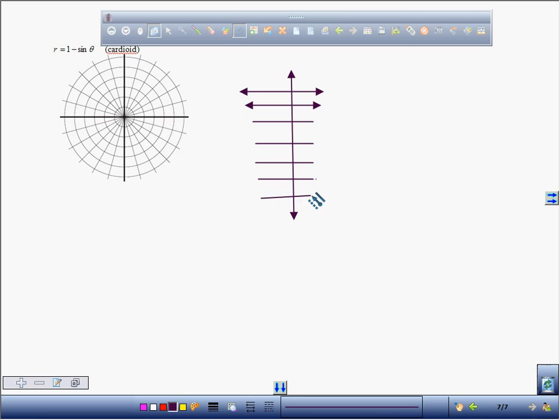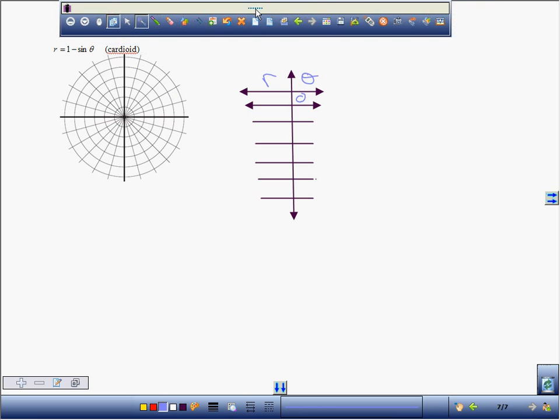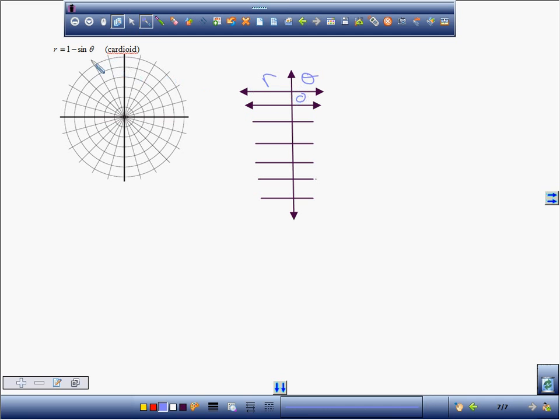It would work. So here's what you do when you're graphing by hand. You call this R and you call this theta. Alright? And this is going to come out looking kind of squished because this one doesn't go out very far. But I start by plugging in values for theta. I'm going to plug in 0 for theta.